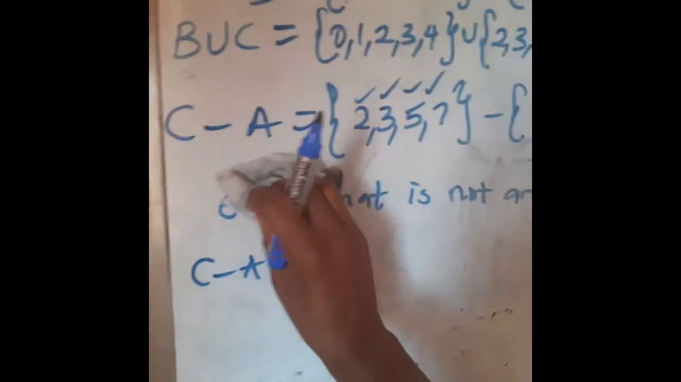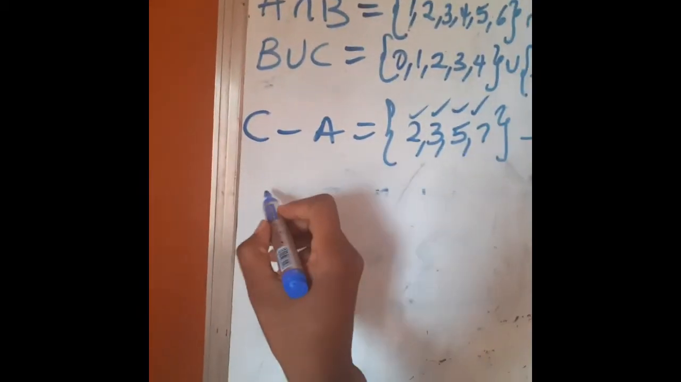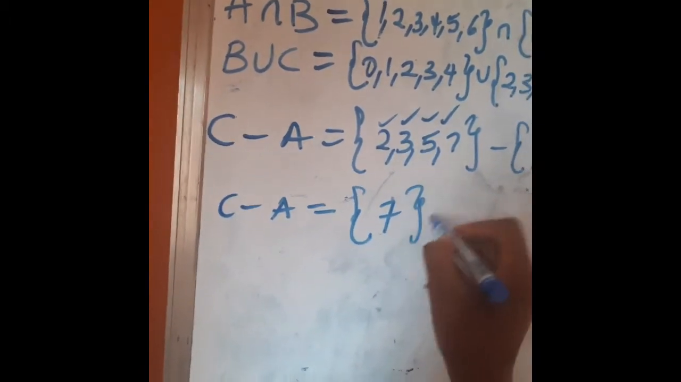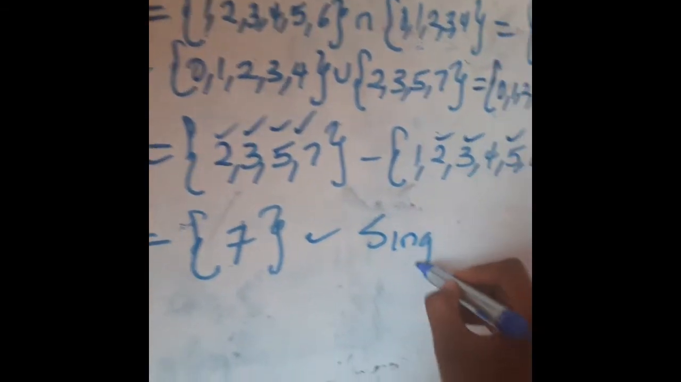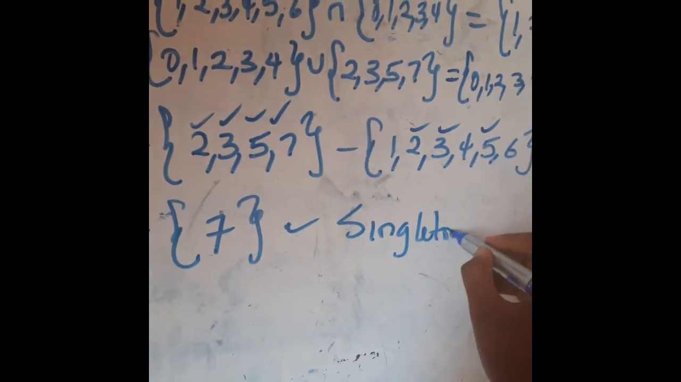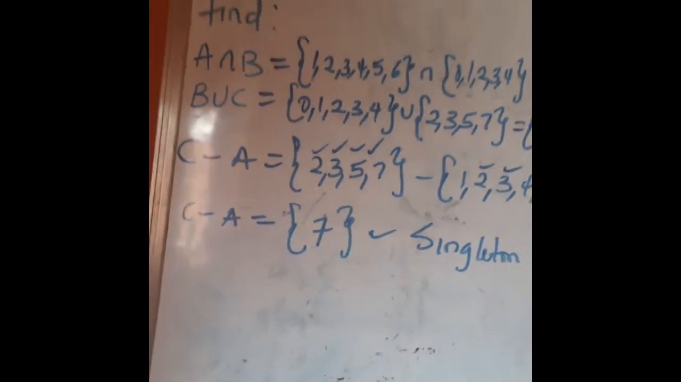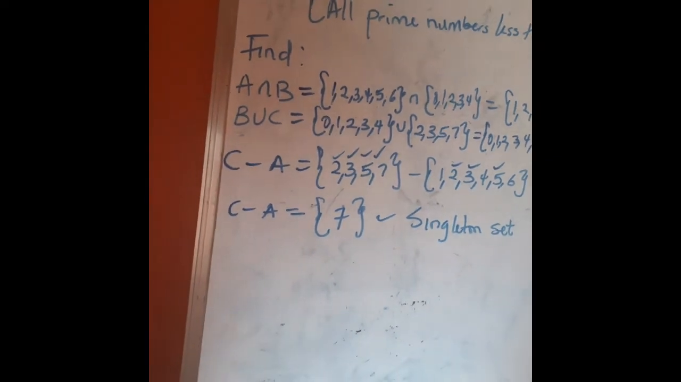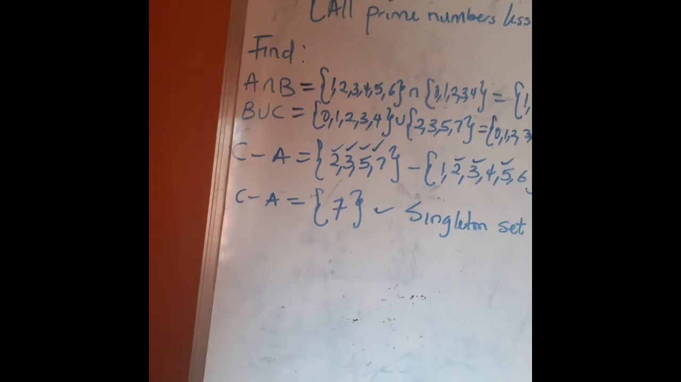So let me just erase it so that it does not confuse you. So our C minus A equals 7. And this is a form of a singleton set because it contains just one element. So I hope I've been able to explain all the types of set I gave.